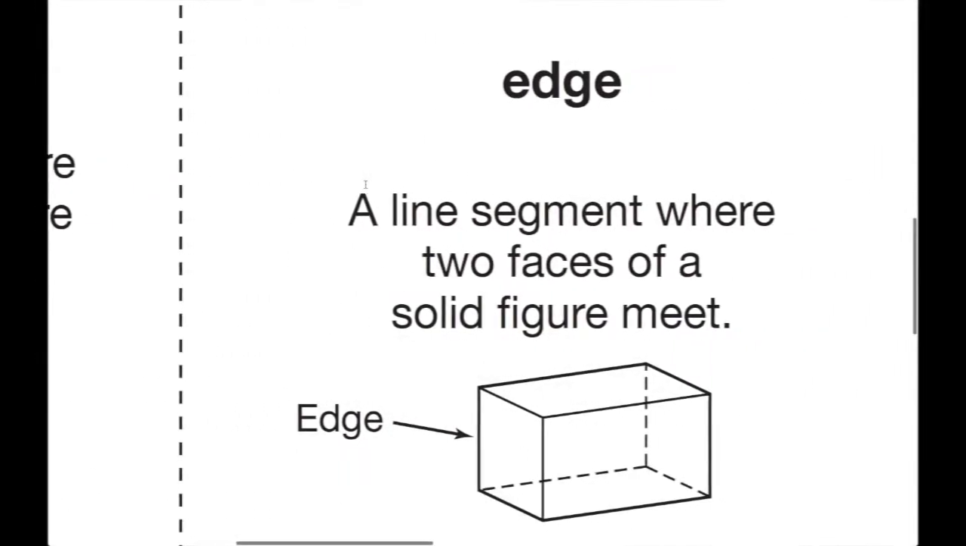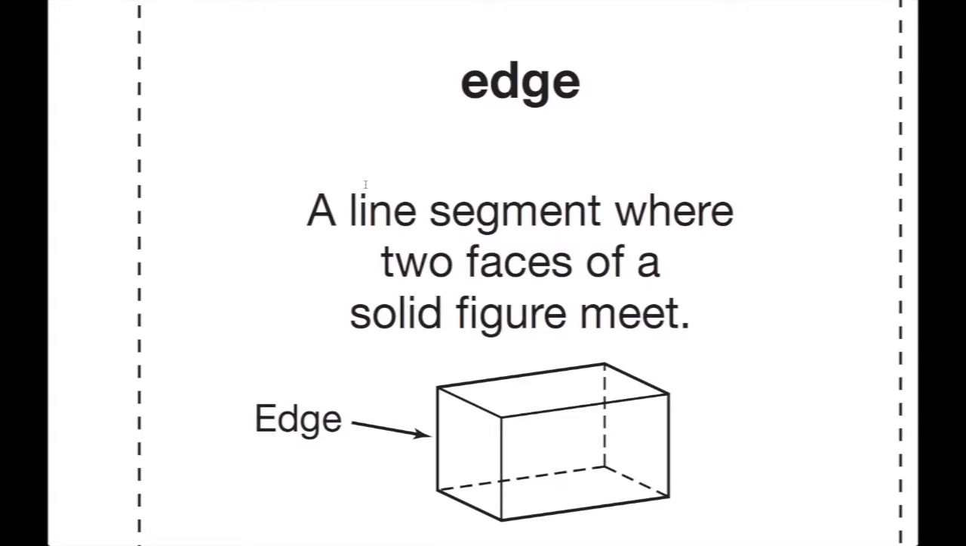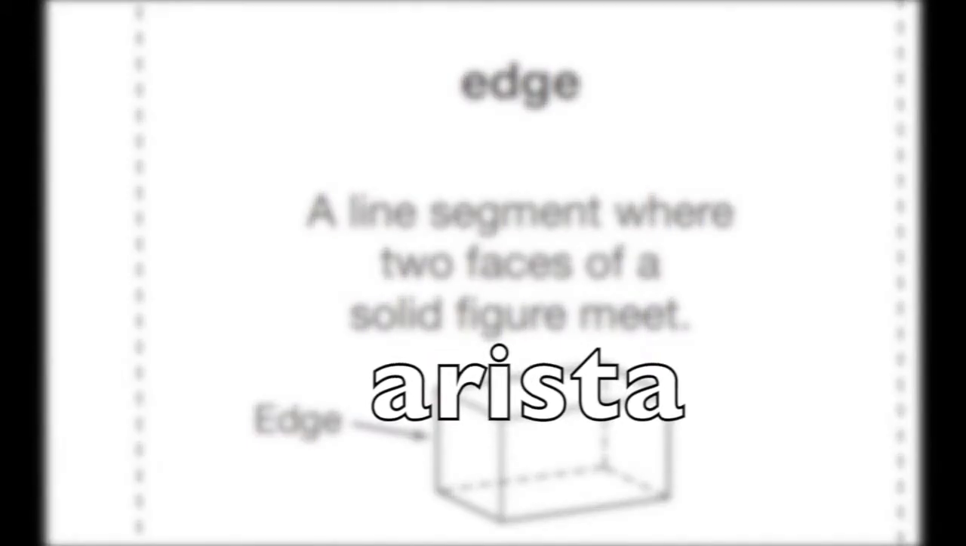Next up we have edge. What is an edge, you ask? An edge is a line segment where 2 faces of a solid figure meet. Here's an edge. There's an edge. There's an edge. There's many edges. How many edges does this figure have? Okay. Arista.